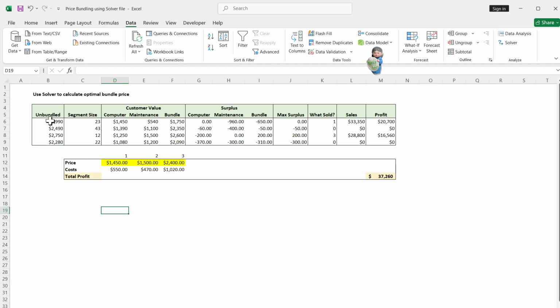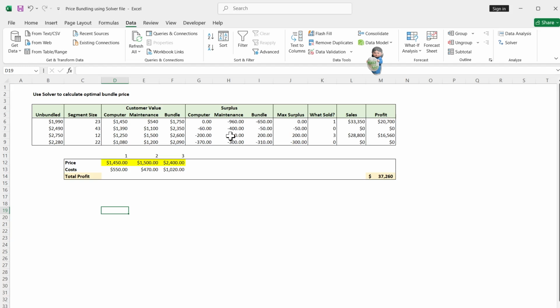Over here, there's an unbundled total. In other words, if the customers buy computers separately and buy maintenance separately, this is the total that they will pay. Then, of course, each customer will value the bundle a little bit lower than just buying each product separately. Now, surplus is something that a customer values.